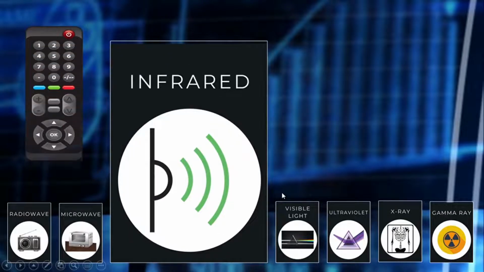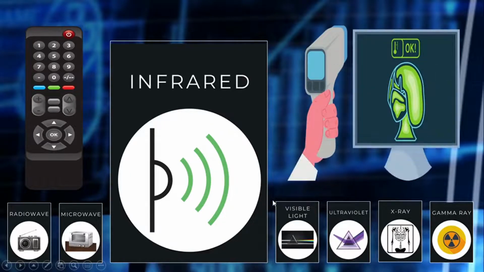Infrared radiation. Infrared photographs taken from satellites with special films provide useful details of vegetation on the Earth's surface. Infrared remote controls are used in televisions, video cassette recorders, and other electronic appliances. Infrared scanners are used to show the temperature variation of the body.